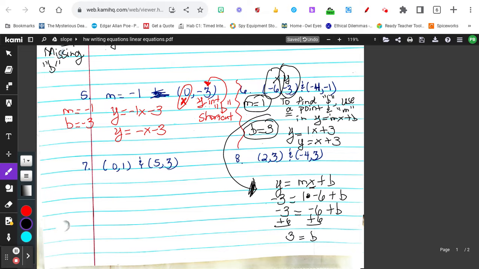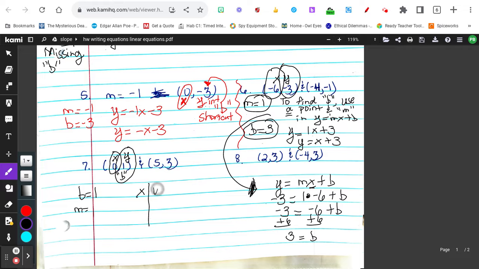All right, number 7, I'm going to use a shortcut. Actually, I'm going to use a shortcut on 7 and 8. But on 7, I noticed that I have an x of 0. So this y coordinate ends up being my b. It's my y coordinate, okay? My y-intercept. So b is 1. Now all I need to do is find m.